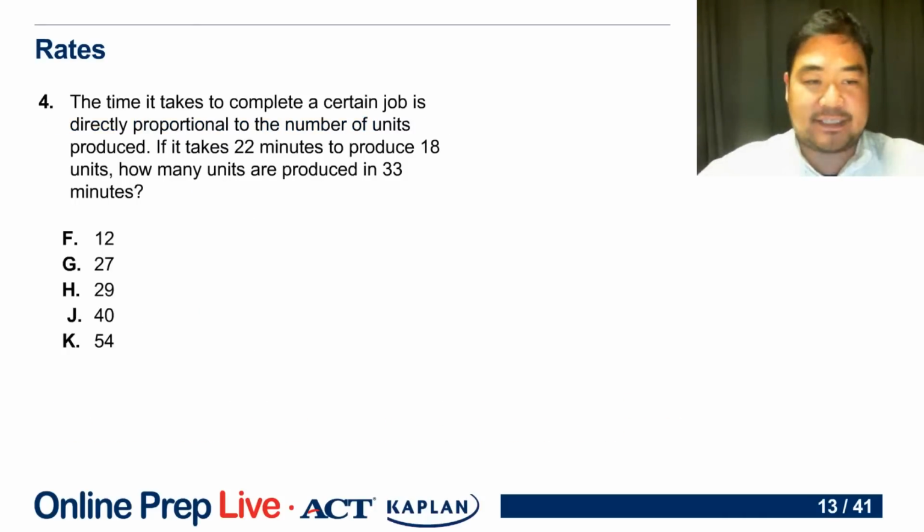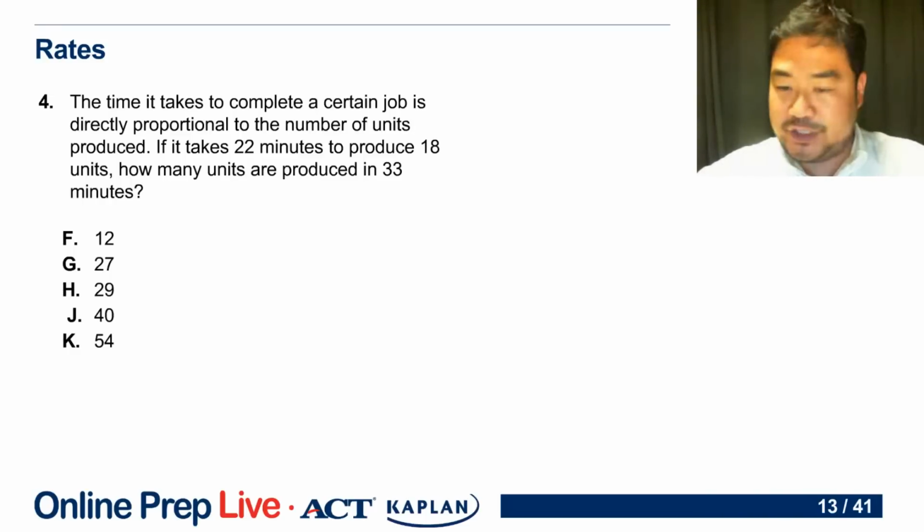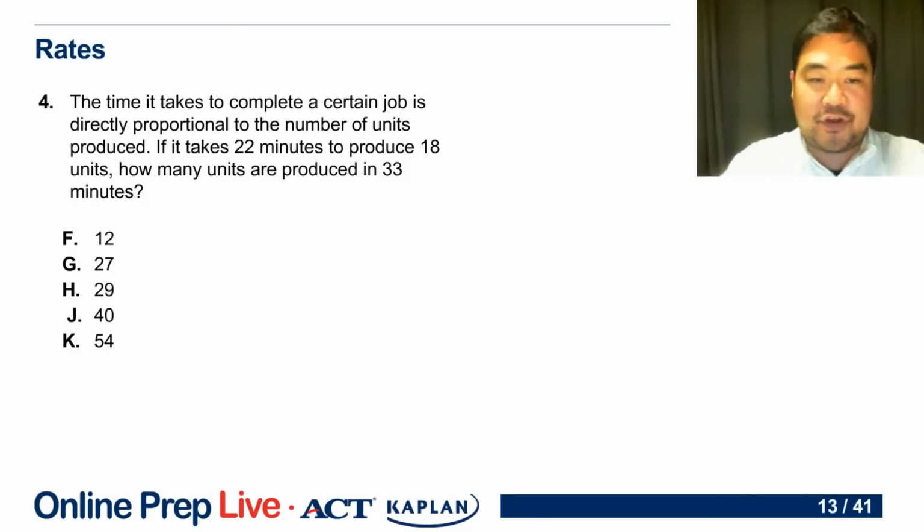So let's take a look at our example here. Take a look at number 4. The time it takes to complete a certain job is directly proportional to the number of units produced. If it takes 22 minutes to produce 18 units, how many units are produced in 33 minutes?